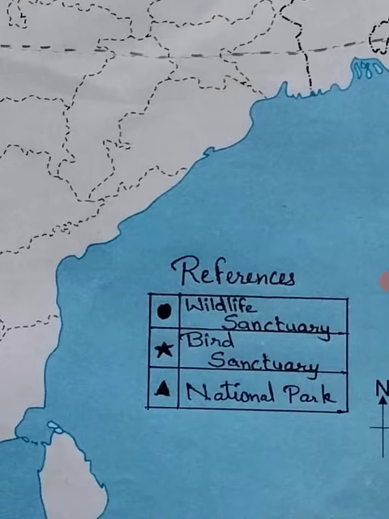In the first one, I have made the sign for the wildlife sanctuary. The second one, a star, is made for the bird sanctuary. And the third one, that is the triangle, is for the national park.